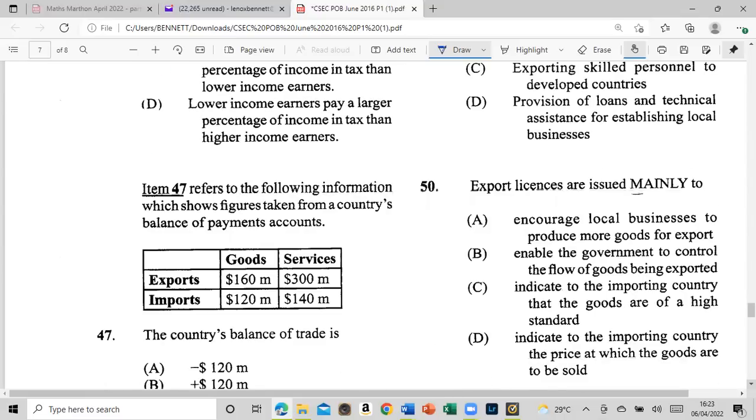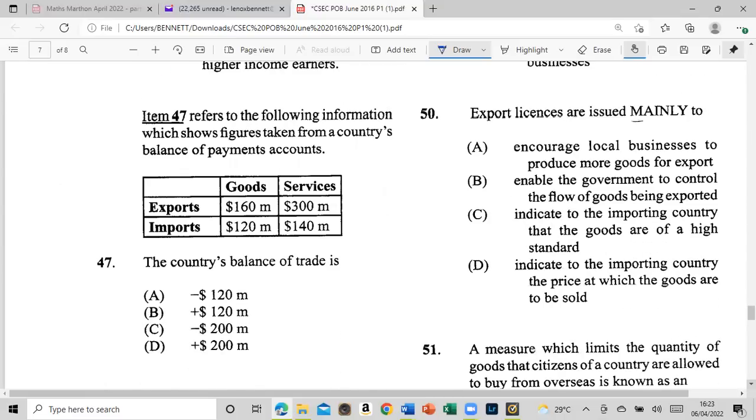So much important. 47 refers to the following information, which shows figures taken from a country's balance of payments account. Goods: exports, 160 mil, services, 300 mil, and the imports, 120 mil, and services, 140 mil. The country's balance of trade is, all right, so let me just do the calculation.